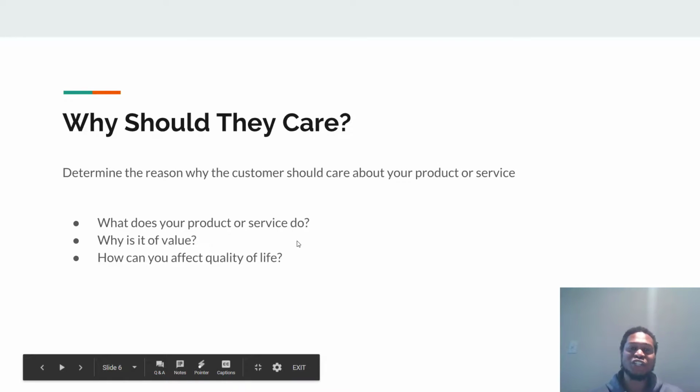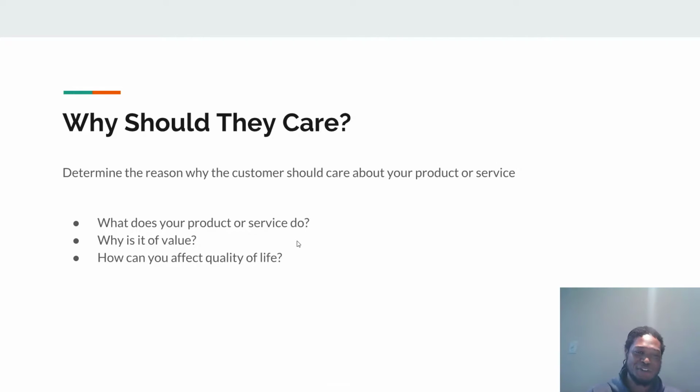So, why should they even care in the first place? You need to determine why your customer should even care about your product or service. This goes along with what your product or service is, but going a little bit deeper into what it actually does for your customer. What value does it have? And more importantly, how does it affect their life?